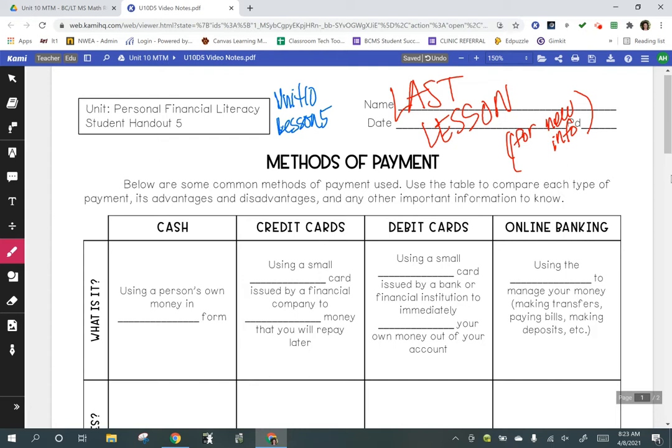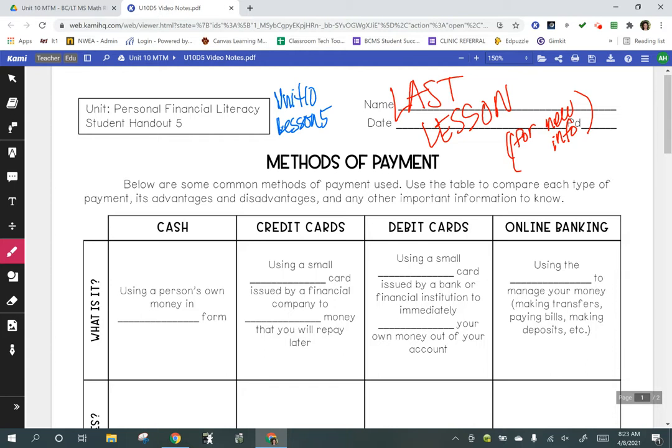Unit 10, Lesson 5, last lesson, but notice what I put here for new info. So after this unit, we'll be starting to study for STAR review. You probably have a couple of lessons there, but this is the last lesson for new information for you guys for this year, okay? So today we're going to be talking about methods of payment.